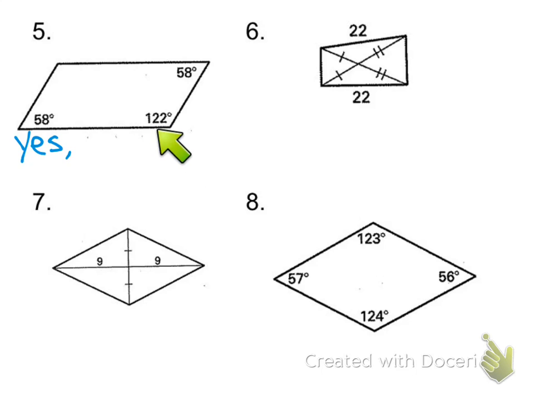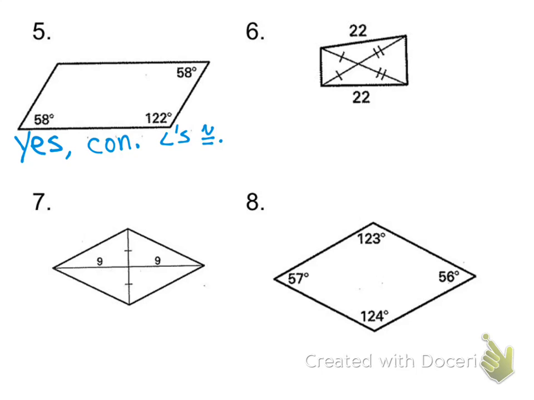So, what is 122 plus 58? 180. So this is supplementary to both of the angles next to it. So that makes this a parallelogram. So yes, you could just say consecutive angles supplementary, or you can write the words out. Depends how fancy you want to be.